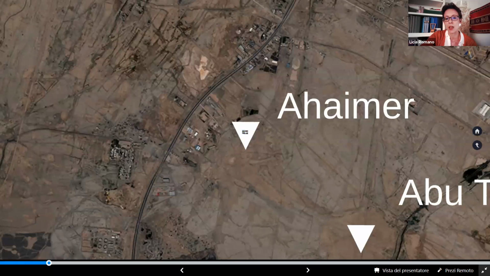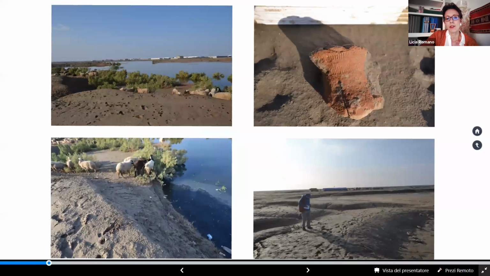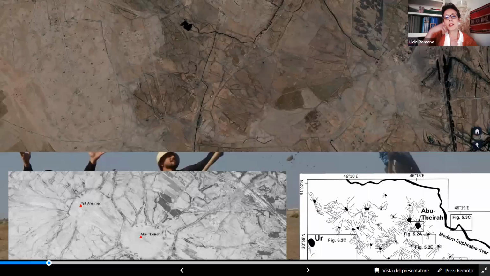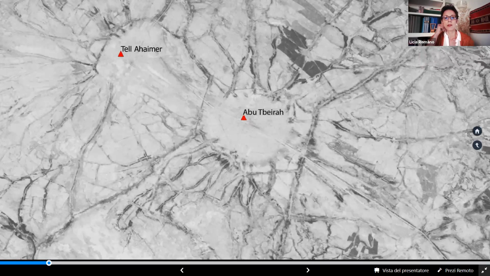realized by two paleo-channels joining in the small site of Tel Khaymer, which is located just 1 kilometer northwest from Abu Tbeirah. Unfortunately, the site is partially flooded now and also covered by a garbage dump, and there are very few fragments visible on the surface, so we can just hypothesize it is dated to the 3rd millennium BC. Another interesting feature of Abu Tbeirah's surroundings is the presence of several winding watercourses distributed around Abu Tbeirah and Tel Khaymer in a kind of radial pattern.